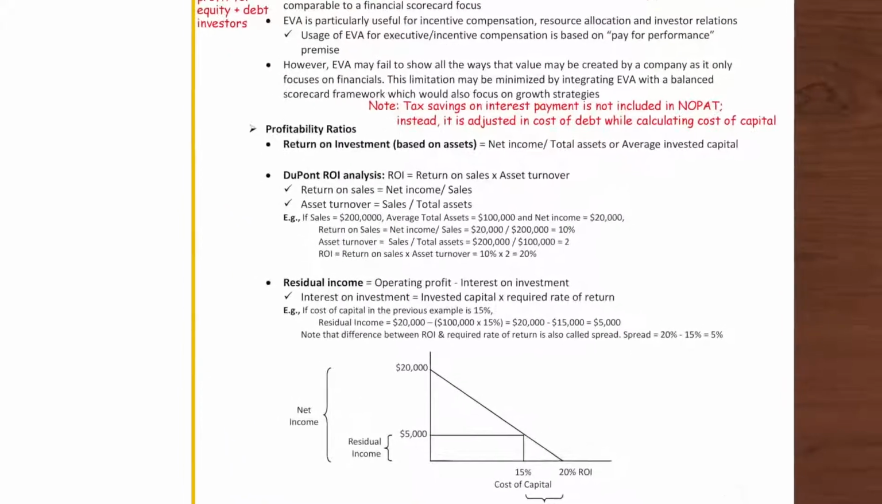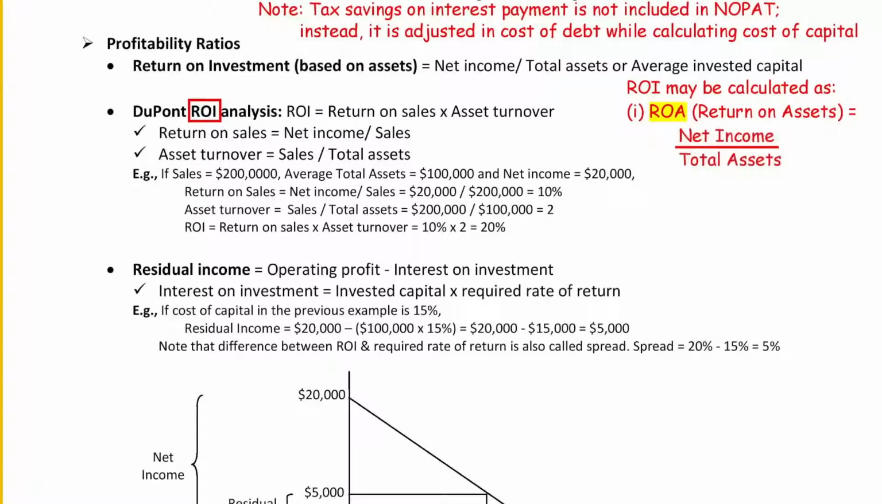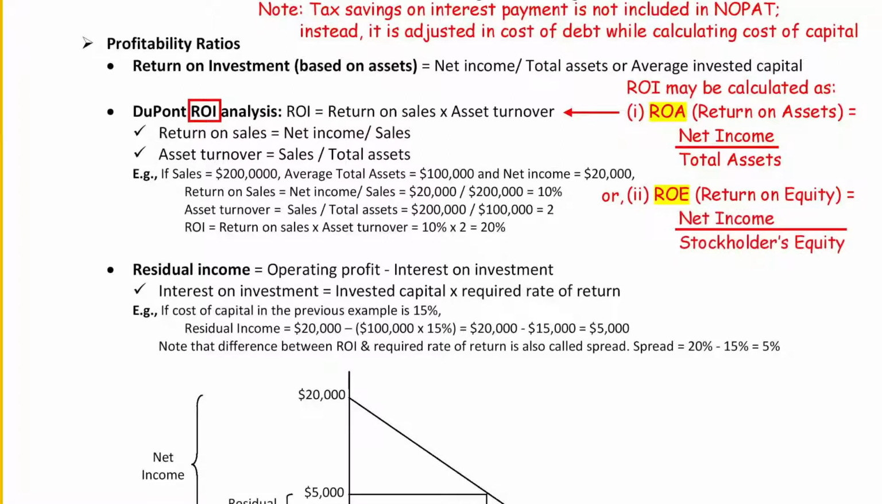Back on page 7, we are now talking about return on investment. So put a box around ROI. ROI may be calculated as, and the first option here is ROA, or return on assets. Highlight ROA. That's equal to net income divided by total assets. Draw an arrow from ROA to the DuPont analysis, where we are actually looking at return on assets. Now ROI may also be calculated as, number 2, ROE, or return on equity. Highlight ROE, which is equal to net income divided by stockholders' equity.